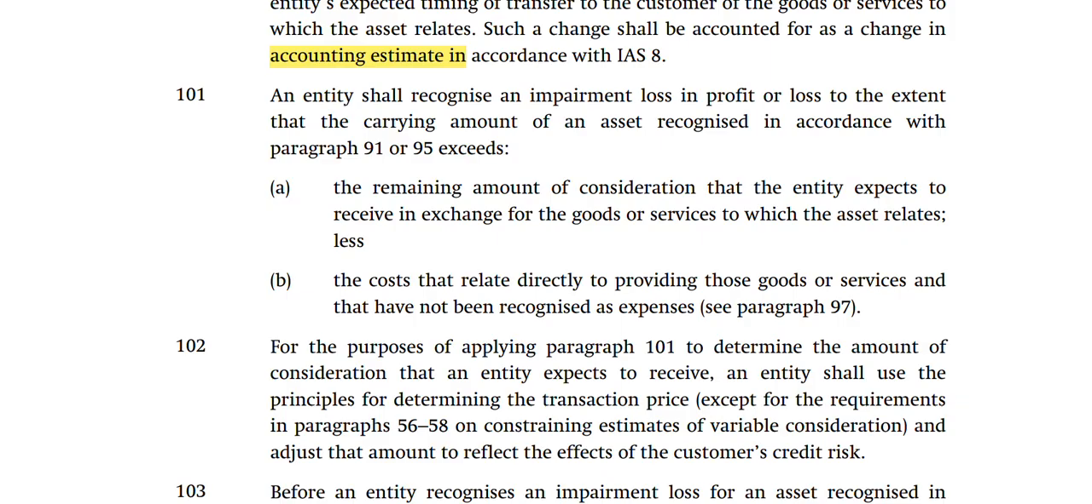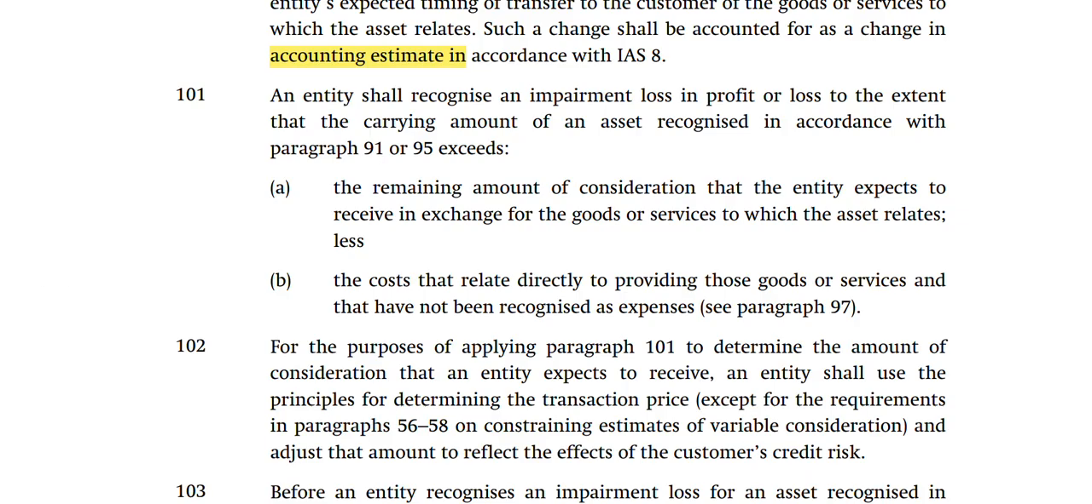An entity shall recognize an impairment loss in profit or loss to the extent that the carrying amount of an asset recognized in accordance with paragraph 91 or 95 exceeds the remaining amount of consideration that the entity expects to receive in exchange for the goods or services to which the asset relates, less the costs that relate directly to providing those goods or services and that have not been recognized as an expense.